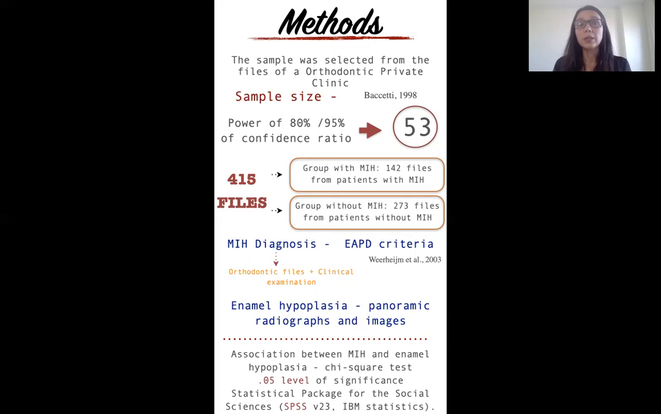Enamel hypoplasia was evaluated by means of panoramic radiographs and from images that were present in the files of each patient. The diagnosis of MIH was performed using the criteria proposed by the European Academy of Pediatric Dentistry. All patients diagnosed with MIH via their orthodontic files have undergone clinical examination to confirm the diagnosis. A statistical analysis was performed using the SPSS. Chi-squared test was performed for all analyses, and the level of significance considered was 5%.